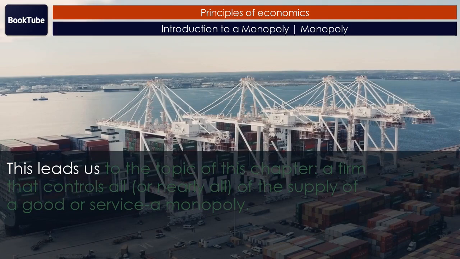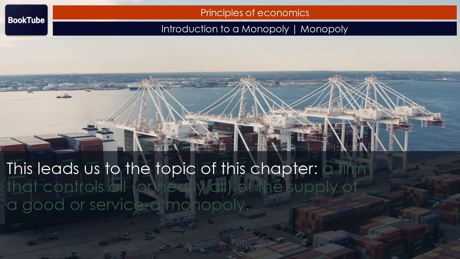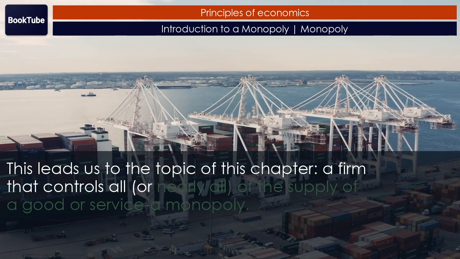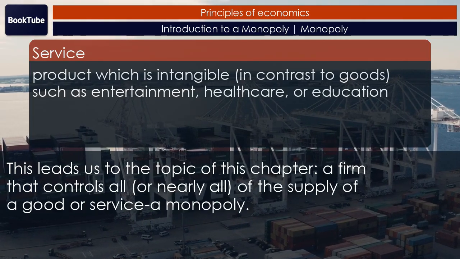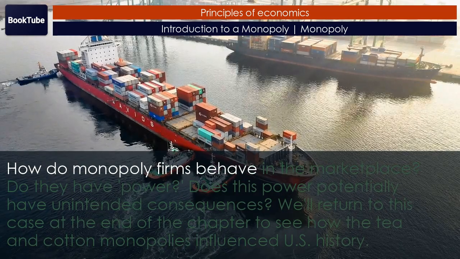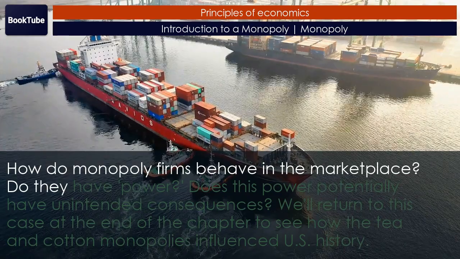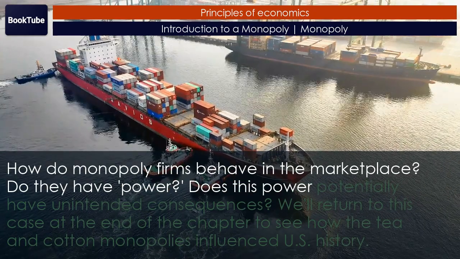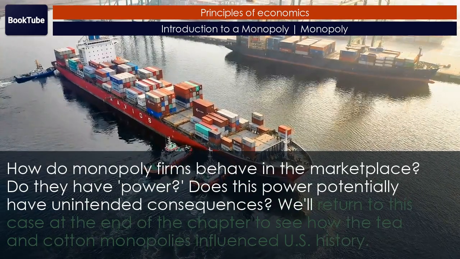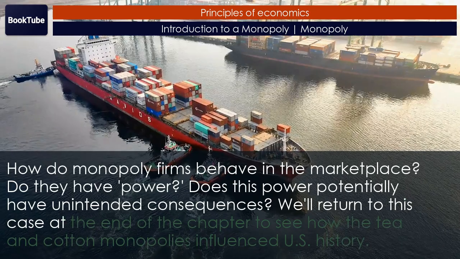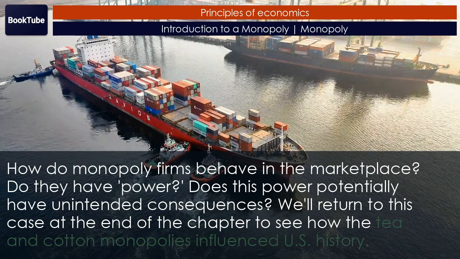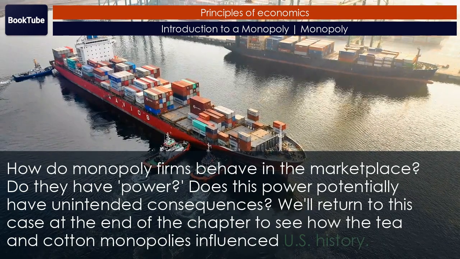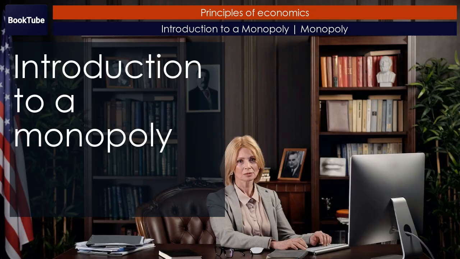This leads us to the topic of this chapter: a firm that controls all, or nearly all, of the supply of a good or service, a monopoly. How do monopoly firms behave in the marketplace? Do they have power? Does this power potentially have unintended consequences? We'll return to this case at the end of the chapter to see how the tea and cotton monopolies influenced U.S. history.